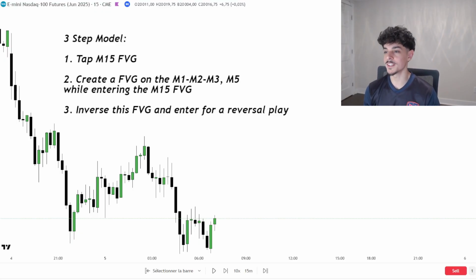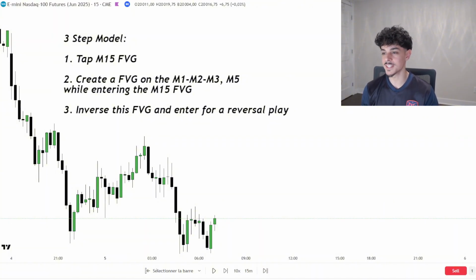The first one being you need price to tap a 15-minute fair value gap. This could be a bearish fair value gap or a bullish fair value gap. Then the second step is, while you're entering inside of this fair value gap, are you creating an M1, M2, M3 or M5 fair value gap while entering this fair value gap on the higher time frame? So you basically need price to create a fair value gap on either the M1 to the M5 while entering the higher time frame zone, which is your 15-minute fair value gap.